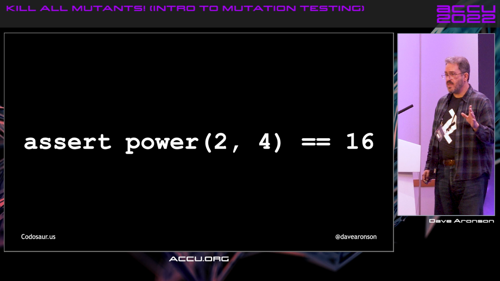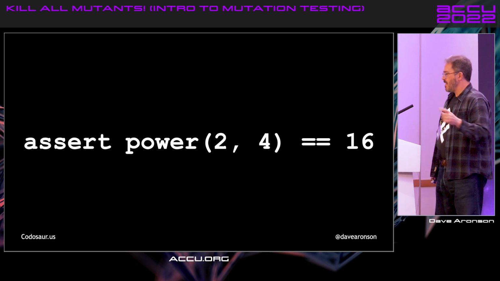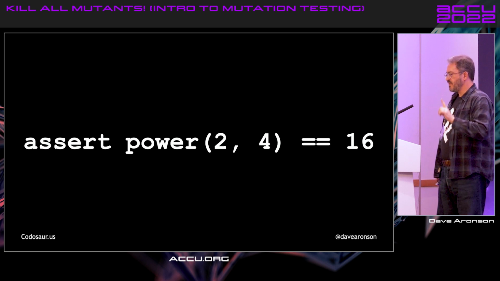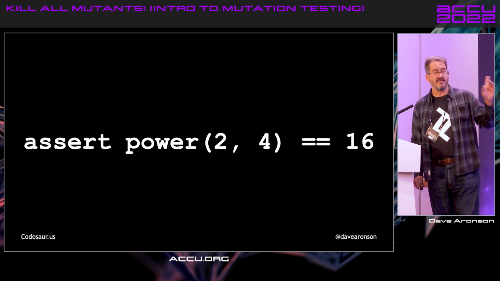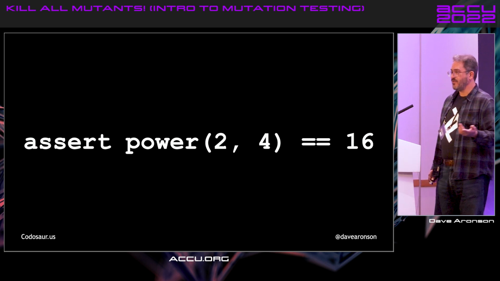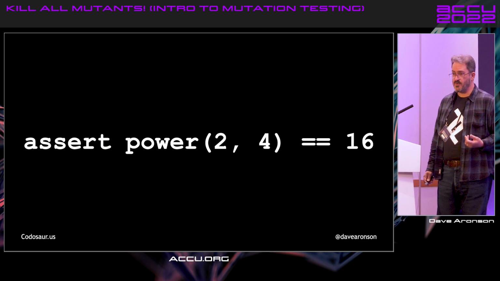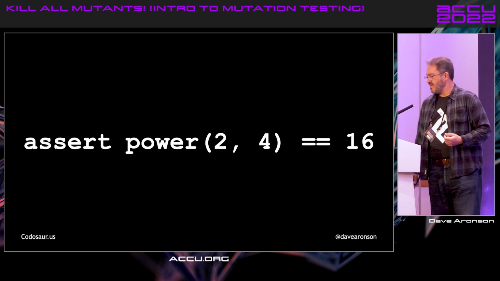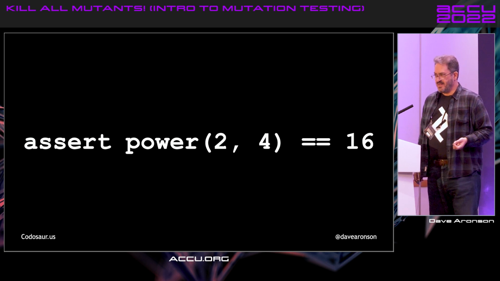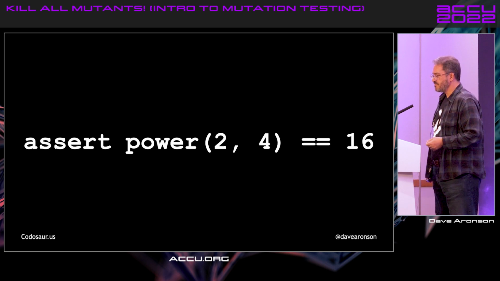All the mutants that the original test killed, this would still kill. But also, 2 plus 4 is 6, not 16. So this should kill the plus mutant just fine. And while we're at it, 2 times 4 is 8. You know, we programmers, especially C and C++ programmers, should know our powers of 2 really well. And that's also not 16. So this will also kill the times mutant.